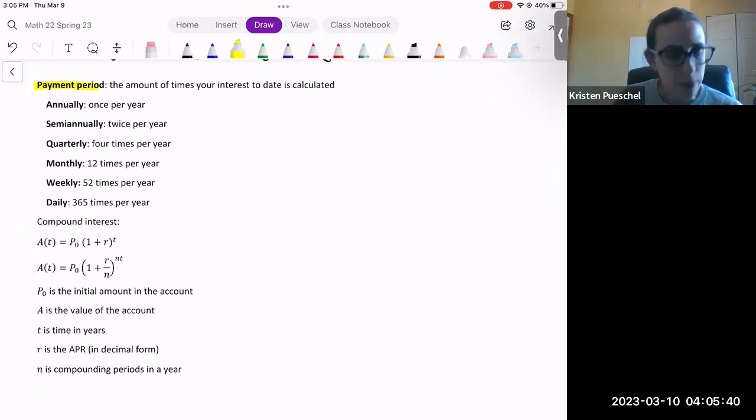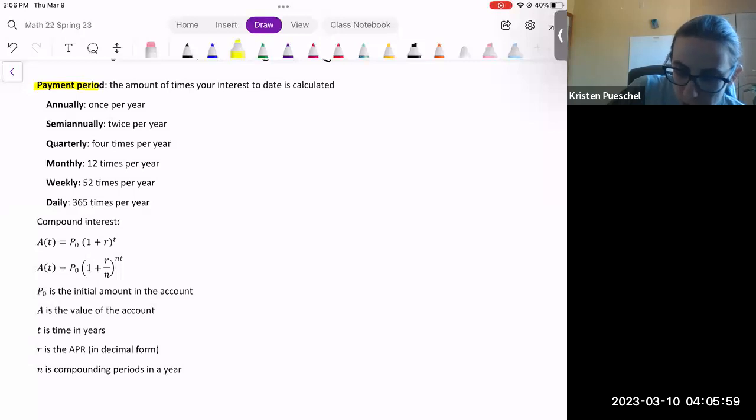So here are some of the words that we might use for these payment periods. Annually means once a year. Semi-annually means twice a year. Quarterly means 4 times a year. Monthly is 12 times a year. Weekly is 52 times a year. And then, of course, daily is 365 times a year.